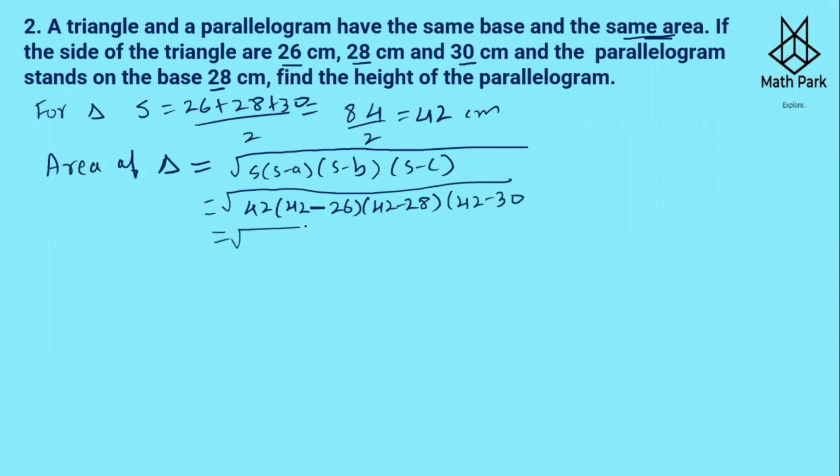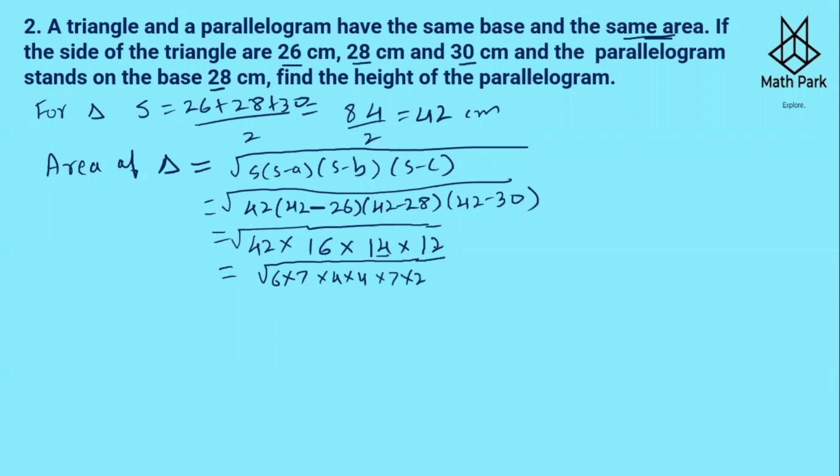So we get the square root of 42 into 42 minus 26, which is 16, and 42 minus 28 is 14, and into 42 minus 30 is 12. So let us split this into pairs inside. 42 can be written as 6 times 7. 16 can be written as 4 times 4. 14 can be written as 7 times 2. And 12 can be written as 6 times 2. So out of these two 6s, one 6 comes out, out of these two 7s, one 7 comes out of the root. Out of the pair of 4s, one 4 comes out. And out of the pair of 2s, one 2 comes out.